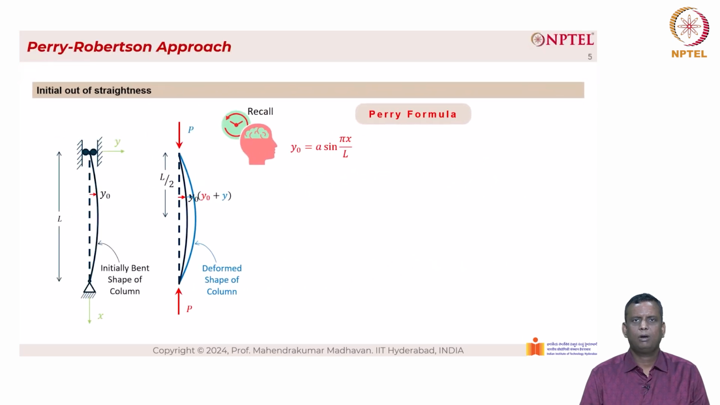So, we have y0, the geometric imperfection described in a sinusoidal fashion, equal to a into sine pi x by L, and y equal to alpha by 1 minus alpha into a sine pi x by L. yt is equal to a by 1 minus alpha into sine pi x by L. All these derivations have been covered in the previous sessions, where alpha equals P by P Euler, which is given as P sub e.